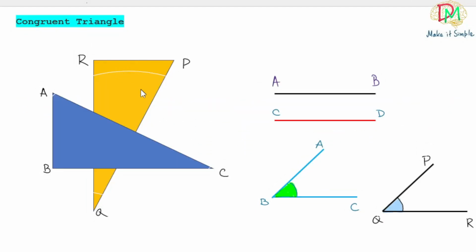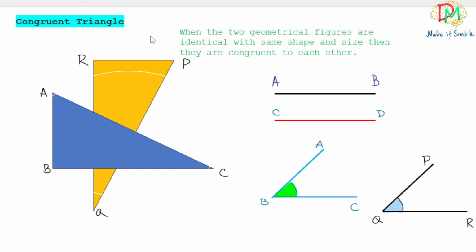When any two geometrical figures are identical, with the same shape and size, then we can say they are congruent to each other. Now let's understand this definition with these pictures.